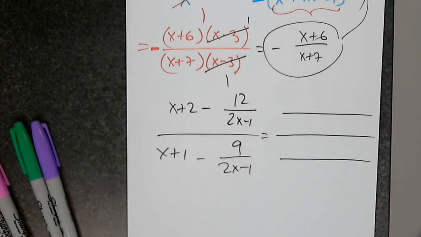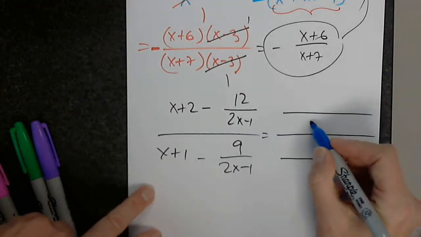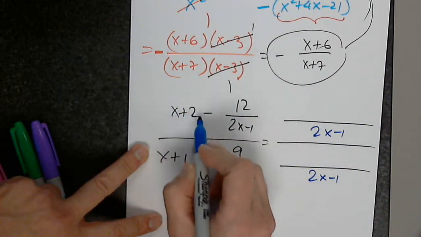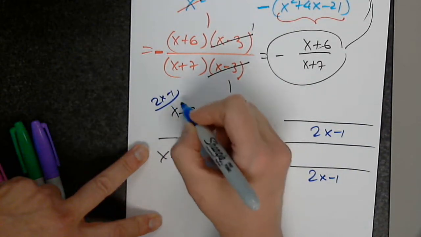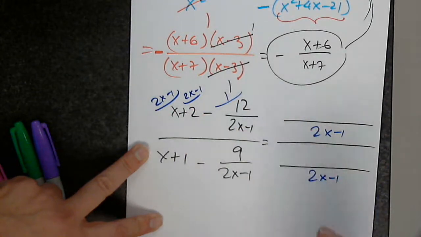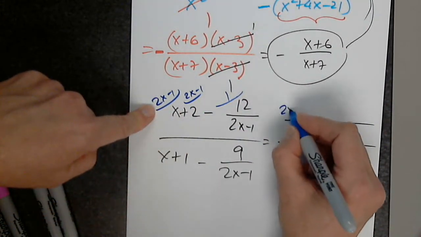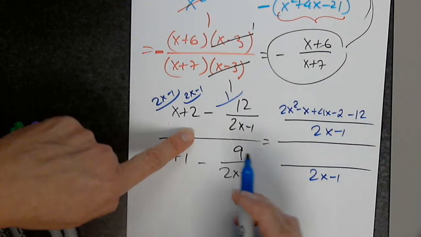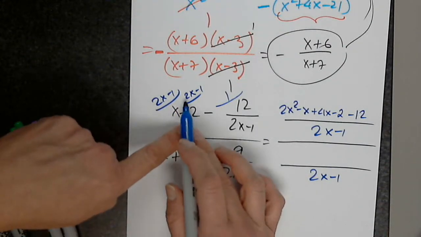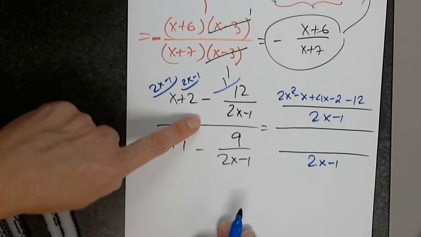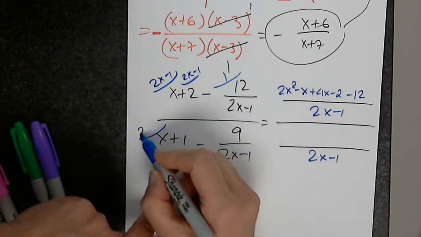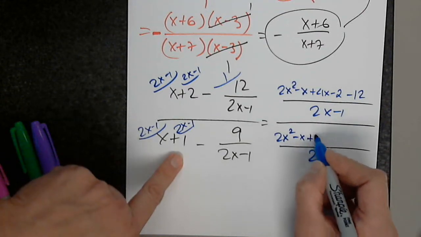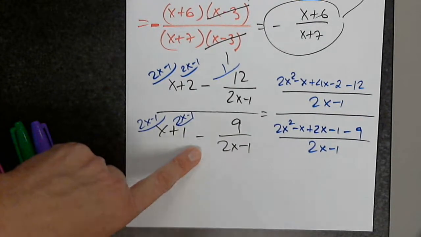Okay, ready? So the least common denominator for the top is 2x minus 1. And for the bottom, 2x minus 1. You can consider this as one term, or you can consider it as two terms, the same thing. You'll get the same thing no matter what. So x times this, 2x squared minus x plus 4x minus 2 minus 12. Same thing with the bottom, 2x minus 1, 2x squared minus x plus 2x minus 1 minus 9.